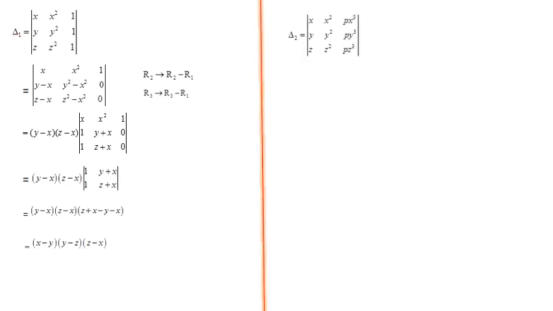Next we can go for calculating delta 2. Delta 2 is equal to determinant x, x square, px cube, y, y square, py cube, z, z square, pz cube. Then there is a p common in the third column.